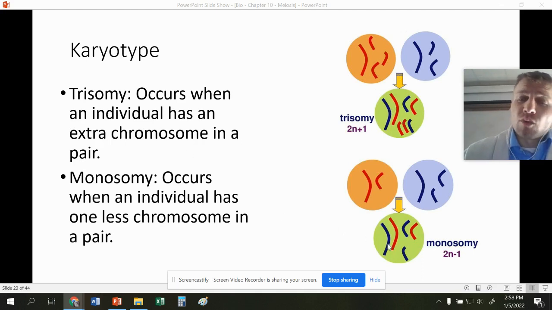But a monosomy is when they have one less. So you can see here for a trisomy the cell should have 6 chromosomes, but it has 7. In a monosomy, it should have 6 chromosomes, but has 5, so it has 1 less. Both of these cause physical and mental changes. And these people, again, live different lifestyles.